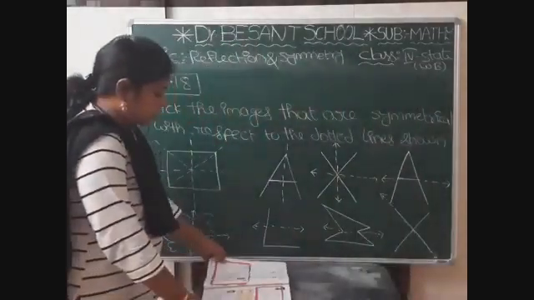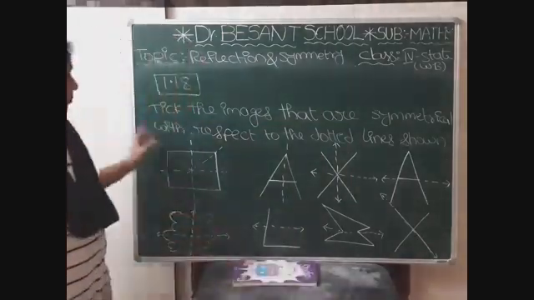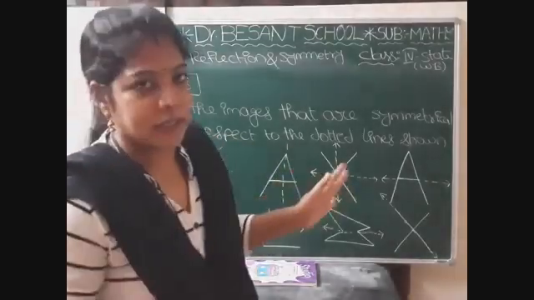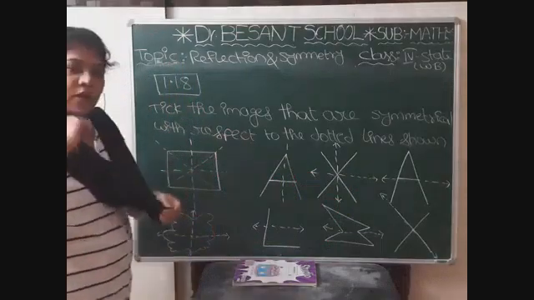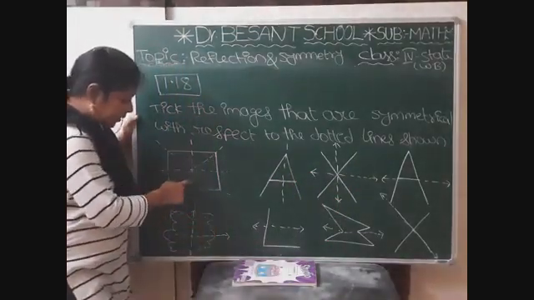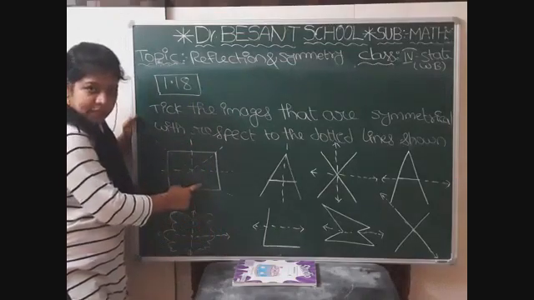Now observe children, observe all these images. Observe children, this shape is given. Okay, now just check whether that is correct or not. If that is correct, put the tick mark. If that is wrong, put the cross mark. See, this has the vertical line of symmetry. If you draw the vertical line of symmetry, both the parts are reflections to each other.